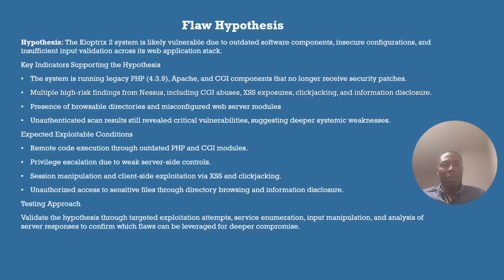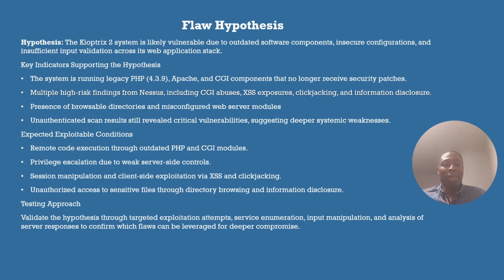My flaw hypothesis is based on the assumption that Gaprix 2 contains systemic weaknesses caused by outdated software, insecure configuration, and poor input validation. The Nessus scan revealed critical issues such as the unsupported PHP 4.3.9, multiple CGI abuses, cross-site scripting vulnerabilities, and browsable directories. These findings strongly suggest that the system relies on legacy components that lack modern security controls.